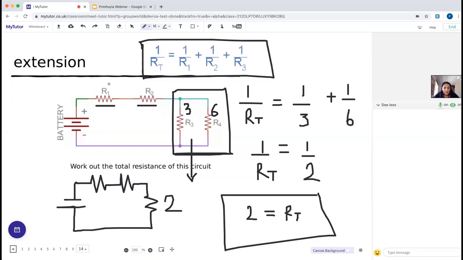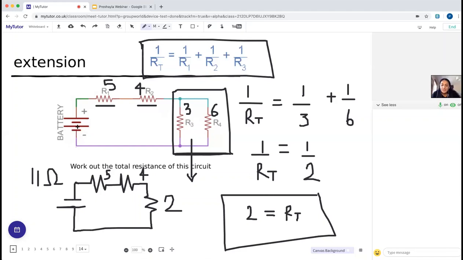So if I give you the values of resistor 1 and resistor 2, 5 and 4 respectively, could you tell me what the total resistance of our new circuit is? So we have one resistor as 5, one resistor as 4, and one resistor as 2. So if we add up all of our resistances in series, because we can see this is a series circuit, we should be getting 11 ohms for the total resistance.